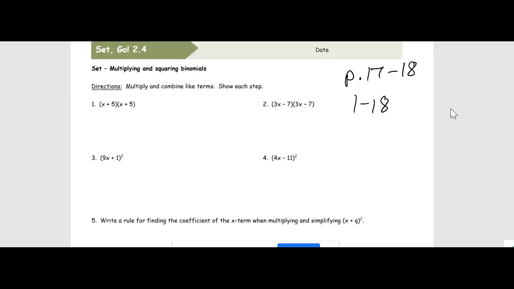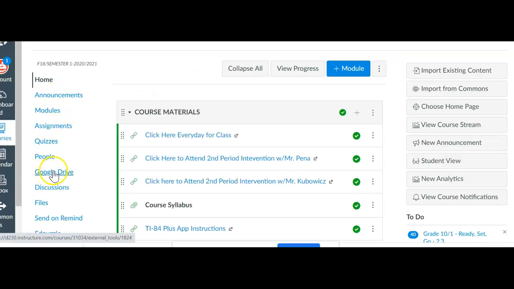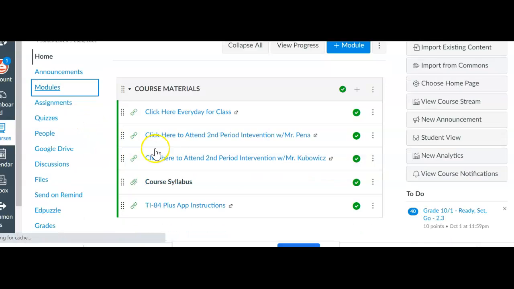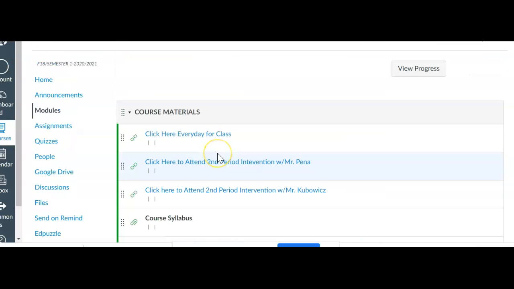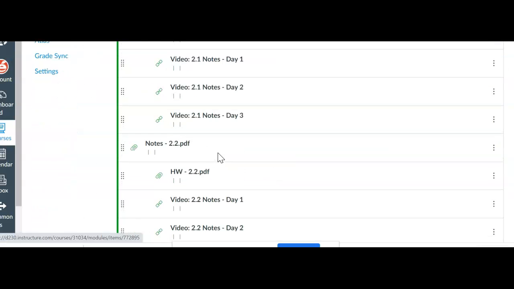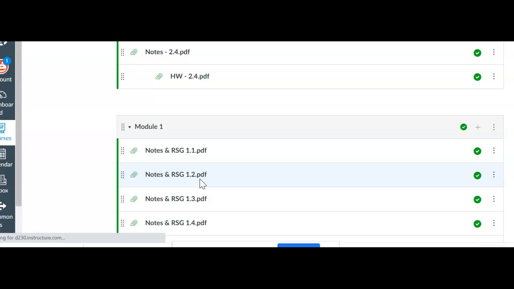So if you have your task or your Ready, Set, Go packet, you can just go right in those next pages. If you don't have that packet, then it's on our Canvas page, and it's just that assignment. So you could just go to, I'm already here, Module 2. Get to it. And then this is our homework if you just want to print that out if you don't have the packet.